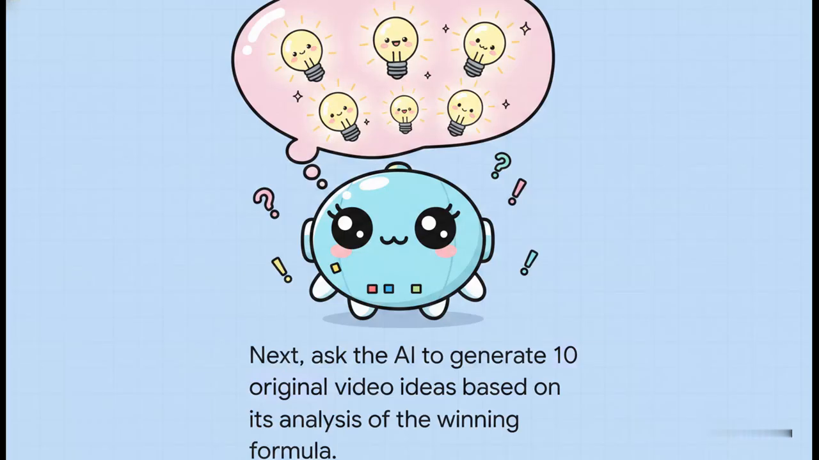Now, this next part is absolutely crucial. We're not here to just copy somebody else. We're here to learn and then innovate. So with that blueprint in hand, your next prompt is super simple. You ask the AI to generate 10 original video ideas that follow the winning formula it just figured out. These are brand new ideas, but they're tailored to what's already proven to work.